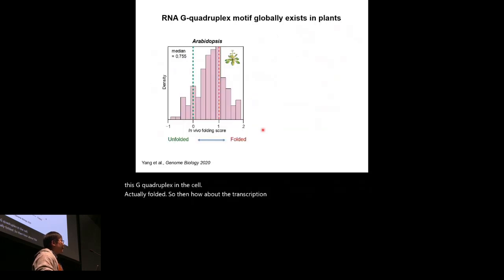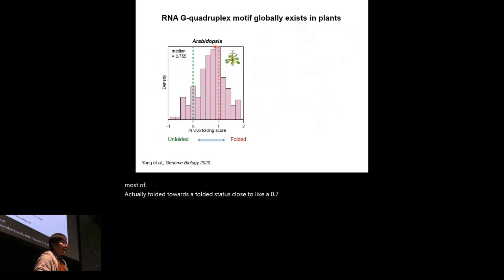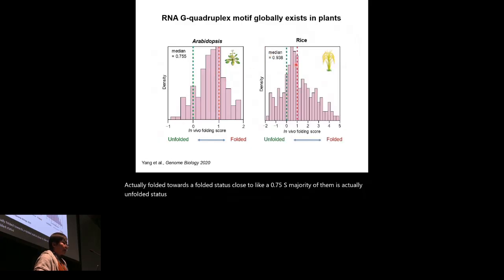We actually see globally that most G-quadruplexes in Arabidopsis are folded, with a folding score close to 0.75, so the majority of them are in a folded status. And if you check rice, which is a high-GC-content genome, you see much stronger folding, with G4 folded throughout the whole transcriptome.